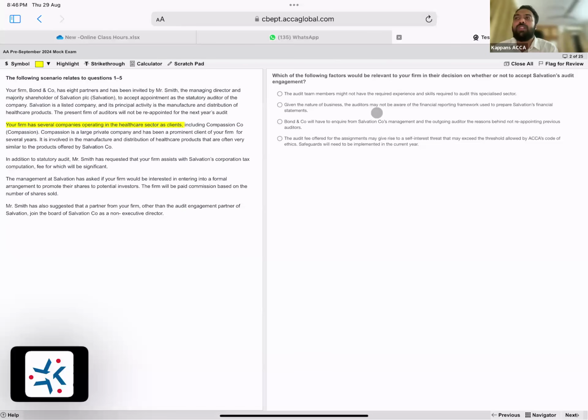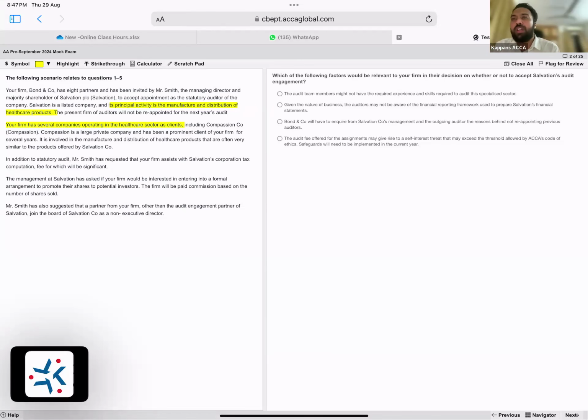Given the nature of business, auditor may not be aware of financial reporting framework used to prepare Salvation's financial statement. That is again wrong. Salvation's principal activities are manufacture and distribution of healthcare products. And Bond and Company, the firm, has several companies operating in the healthcare sector as clients. So definitely auditor will be aware of all the financial reporting framework applicable to Salvation and such healthcare sector. So auditor is not required to consider that as well.